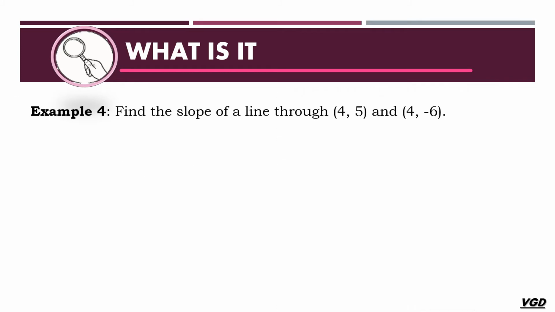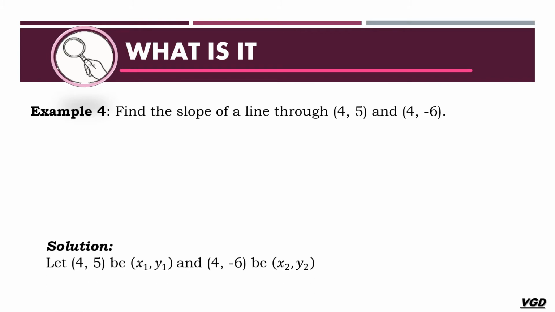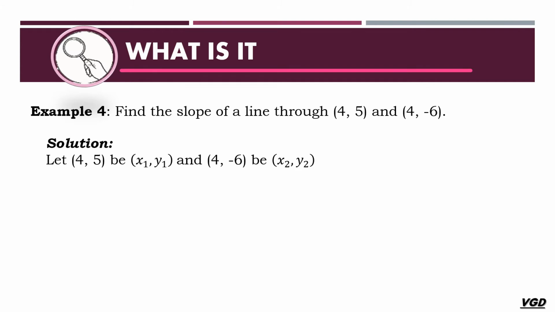Now let's have example 4. Find the slope of a line through the points (4, 5) and (4, -6). So let's represent. Let the ordered pair (4, 5) be x sub 1 and y sub 1, and the ordered pair (4, -6) be x sub 2 and y sub 2. And substitute from the given formula. So we will be able to substitute and have m is equal to -6 minus 5 over 4 minus 4.